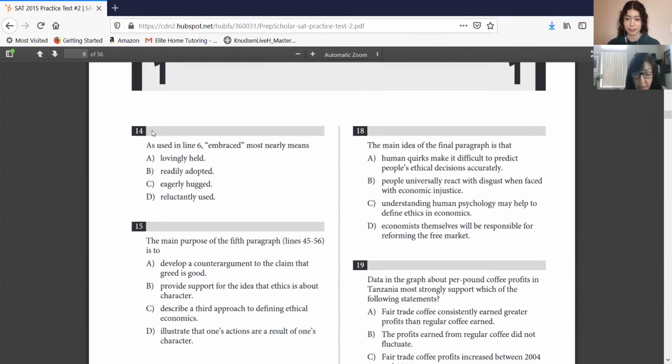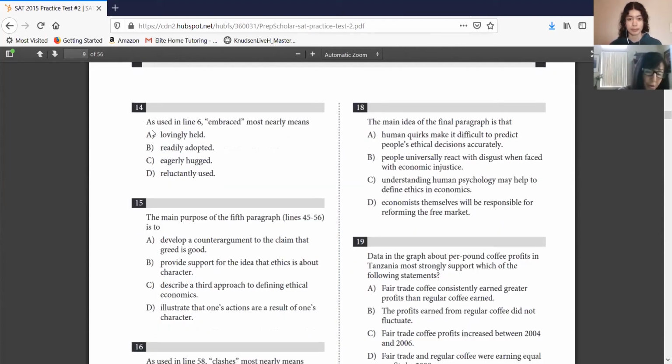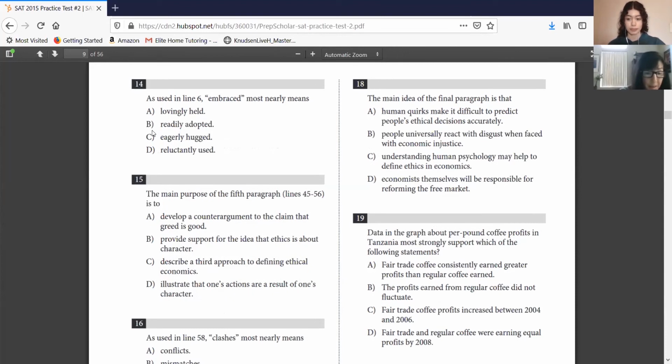So, when you're reading it silently, it is readily adopted, embraced, something of that name, in that sense. Okay, very good. So there's your strategy for word in context. We may hit one more of them, depending on our time.